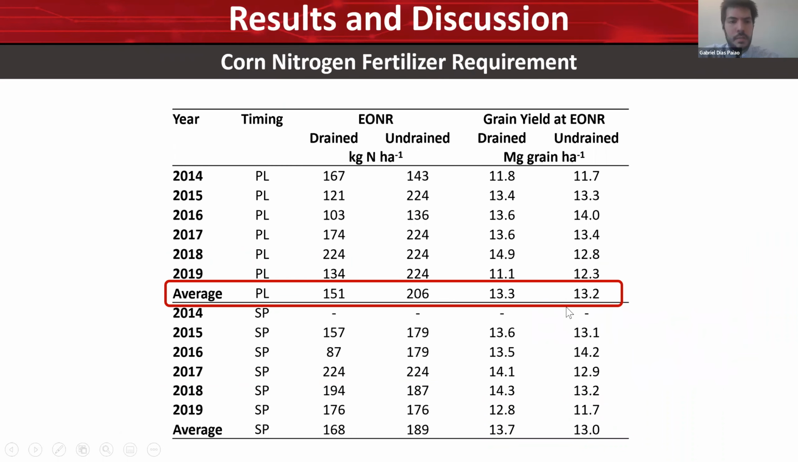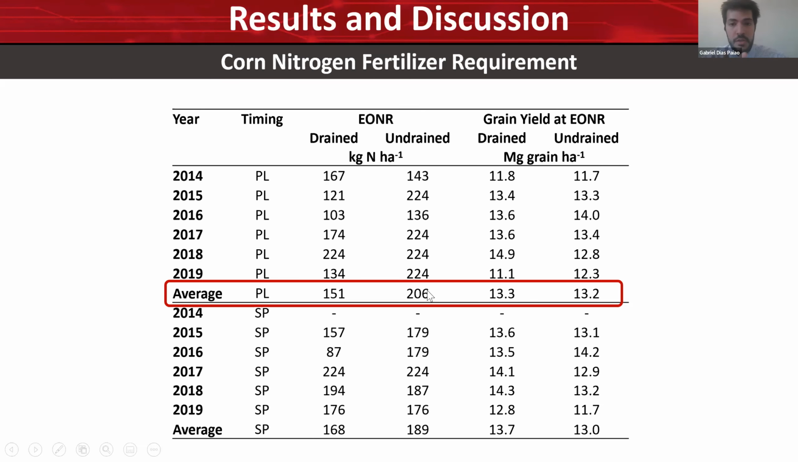And this is just a summary from all of the different years. So when we look at the averages, the EONR for undrained soils was almost 40% greater than the EONR for drained soils, which is likely due to denitrification losses and lower root development, which has access to less nutrients and so on. But when we look at the grain yields at EONR, we can see that they are very similar values. And this is very interesting because this indicates that likely a lot of the yield losses that we observe under undrained conditions are related to nitrogen deficiency.